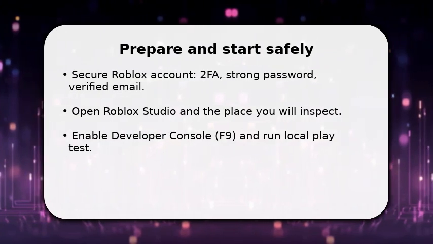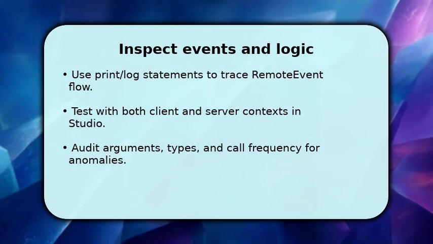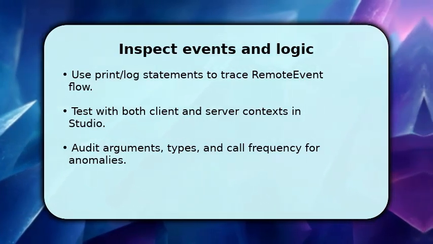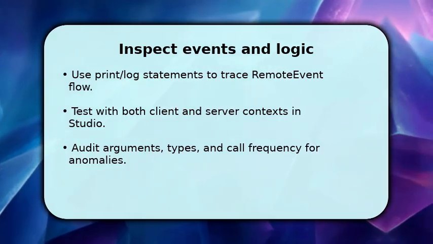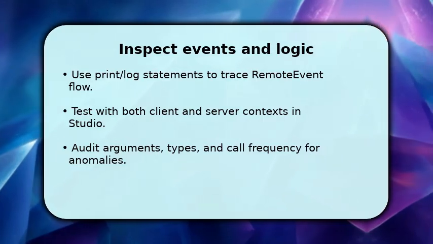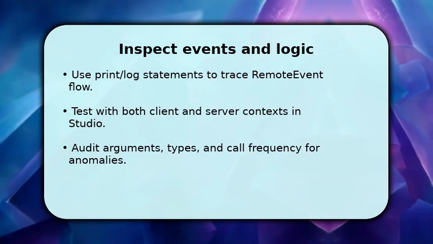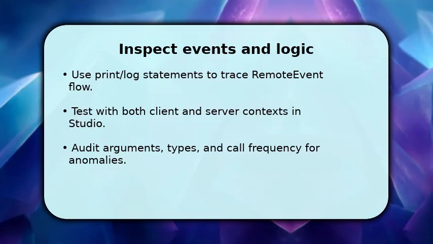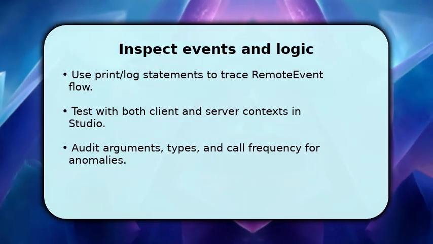Once done, instrument your code with clear print or logging statements so you can see exactly when remote events fire and what data passes. Run tests from both client and server in Studio to compare results. Differences reveal client-side tampering. Make sure to log argument types and expected ranges. Unexpected types or frequencies are red flags. This methodical tracing shows you how data flows and why a bug or exploit might appear.